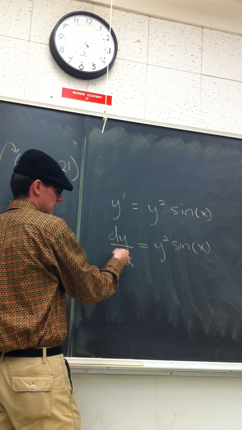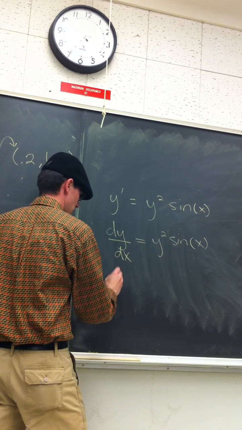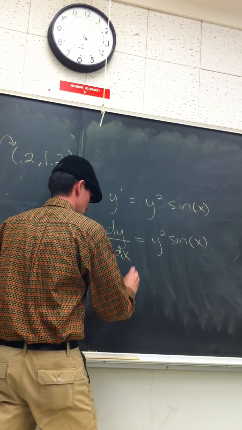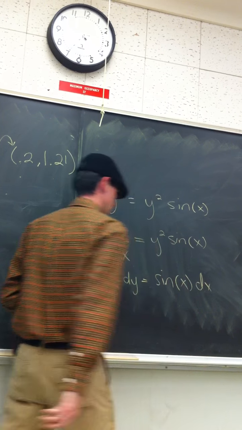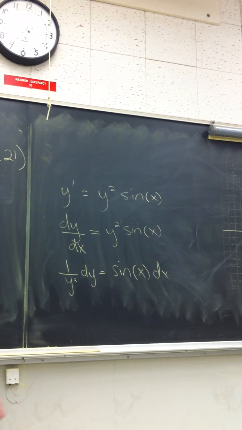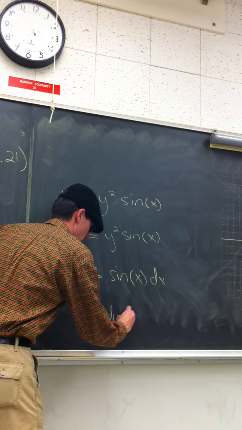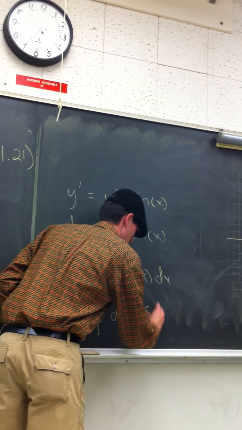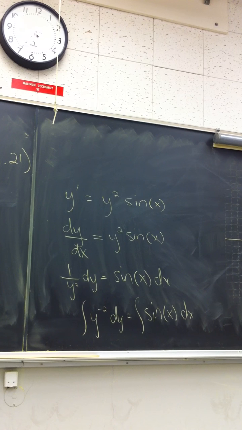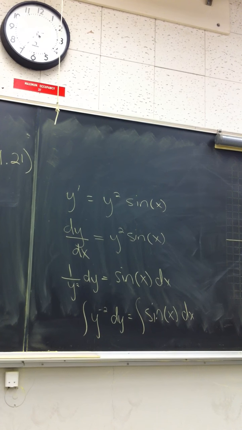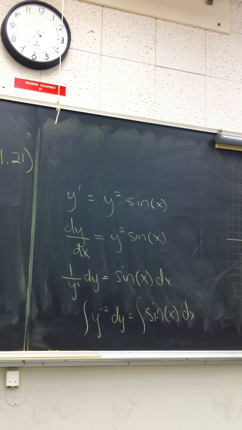Alright, so y's need to come over here, x's need to go over there, right? So this is going to be 1 over y squared dy equals sine of x dx, right? Integrate both sides: integral of y to the minus 2 dy, integral of sine of x dx. Add 1, divide: negative 1 over y, yeah?